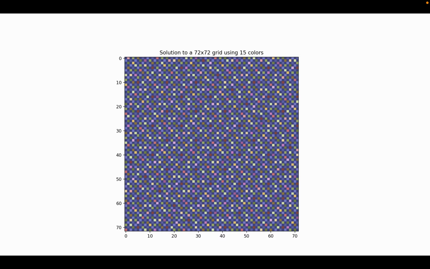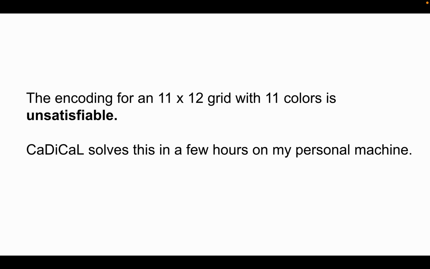For the upper bound, consider this 72 by 72 grid that's colored with 15 colors, considering the wraparound edges, and therefore, by repeating this coloring as a tiling pattern over and over, we would get a coloring of the infinite grid. For the case of the lower bound, the encoding for an 11 by 12 grid with 11 colors is unsatisfiable. The CaDiCaL solver is able to determine this in a few hours, even on a personal machine.